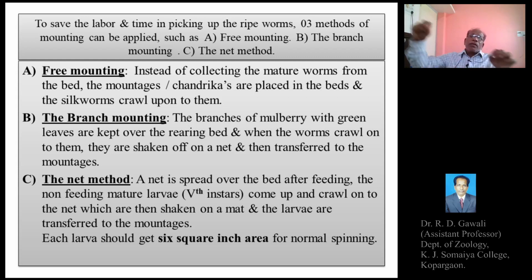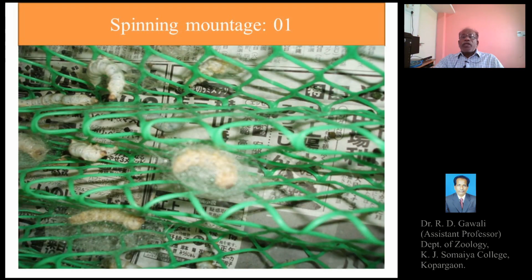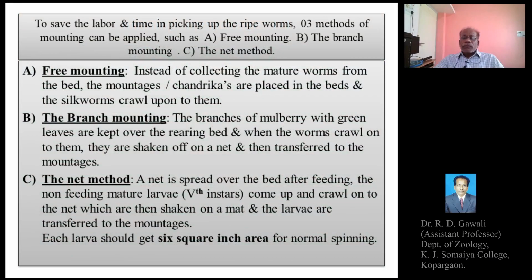So there is a continuous silk thread secreted by the silkworm larva, the fifth instar larva, while spinning the cocoon around its body, after which the larva remains ultimately inside of the cocoon and then undergoes pupation, that is the dormant phase of its life cycle.